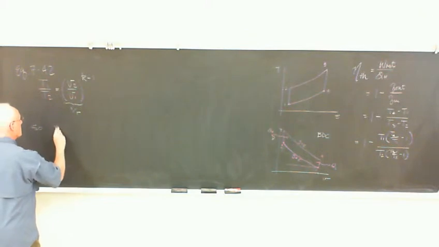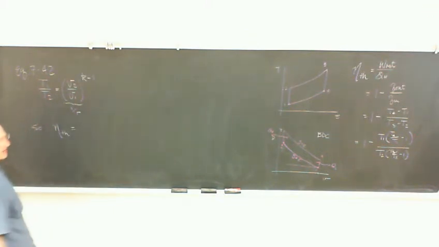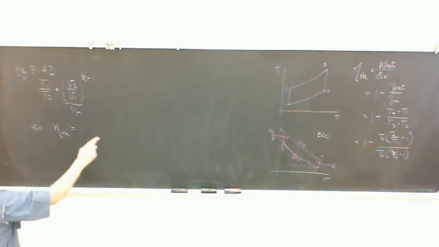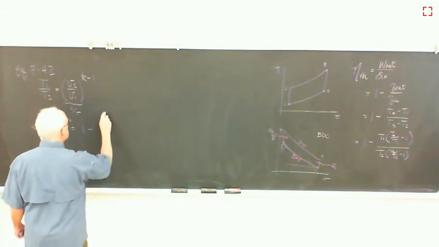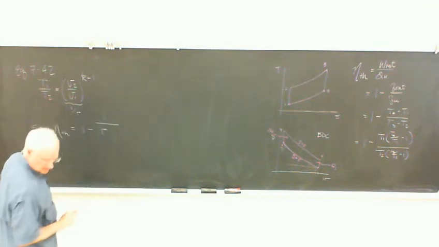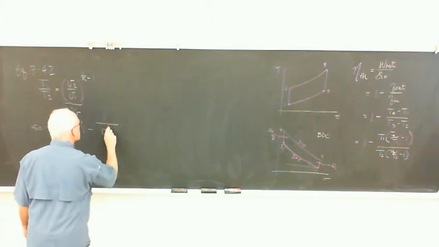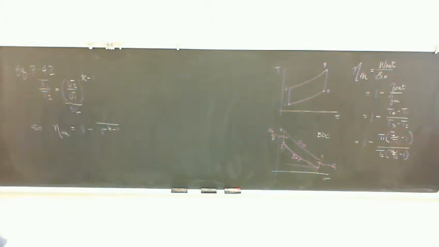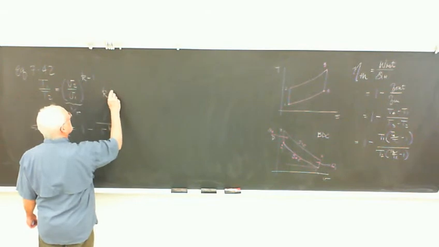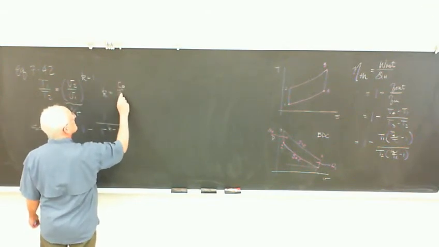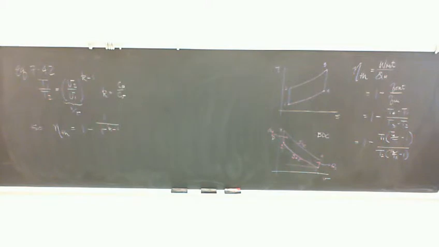So the efficiency of an Otto engine can be reduced to something like, a little bit more algebra through there, reduced to something like this: 1 minus 1 over R to the K minus 1 power. So it's pretty easy to calculate the ideal efficiency based on that. Don't forget that K is the ratio of specific heats.